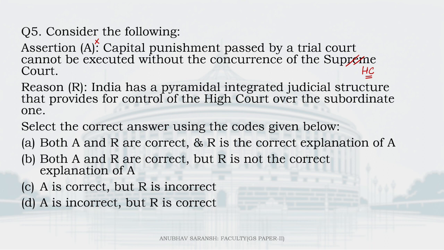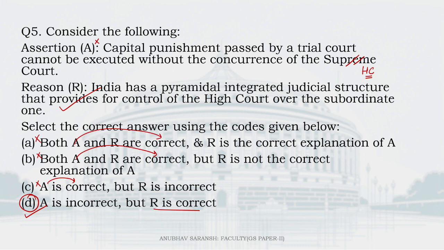So if you now look at the question, both A and R are correct, not possible. A is correct, no. D is the right answer. A is incorrect. Now R has to be correct. Let's see. India has a pyramidal integrated judicial structure that provides for control of the High Court over the subordinate ones. This is absolutely true. We know very well that the High Court does control the lower courts. So R as a statement is correct, A as a statement is incorrect.